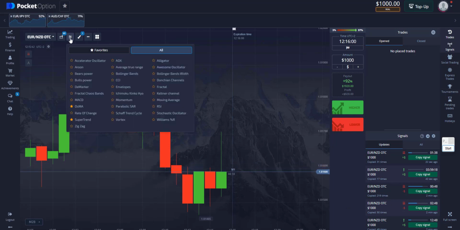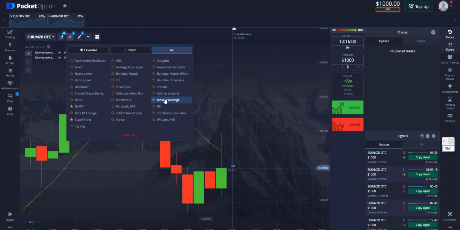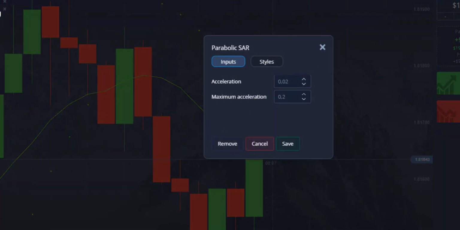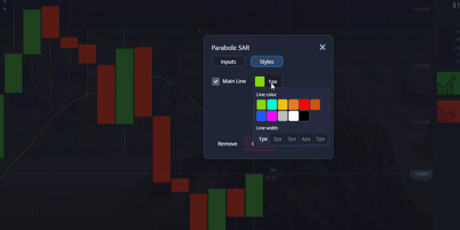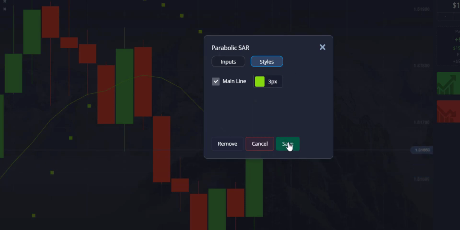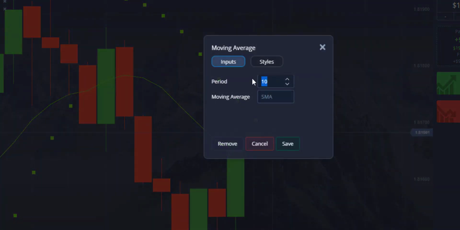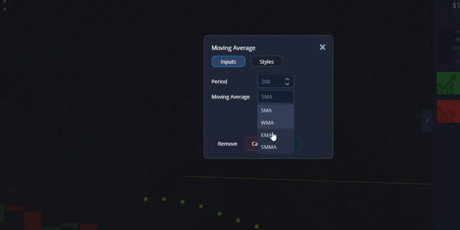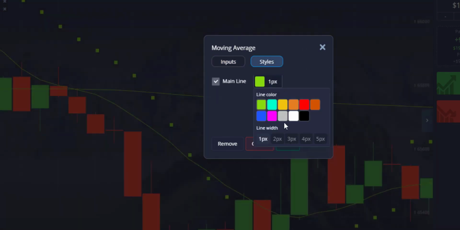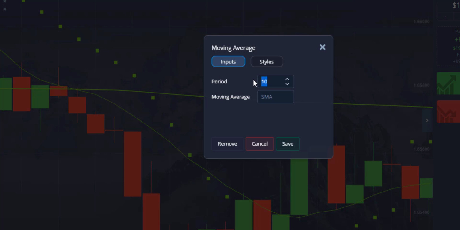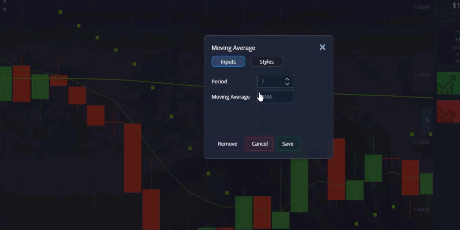Hello everyone. Today I will be using the moving average indicator and the parabolic SAR. We go to the settings to change the parabolic SAR to 3 pixels. We change the moving average settings to 200 and the EMA, and go to style and choose 2 pixels. We choose the other moving average, change the settings to 7 and the EMA, and choose 2 pixels.